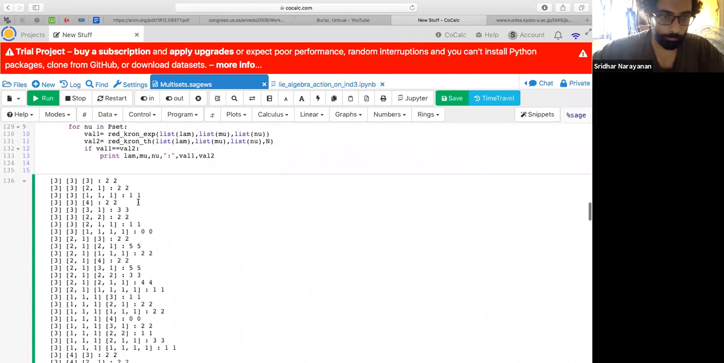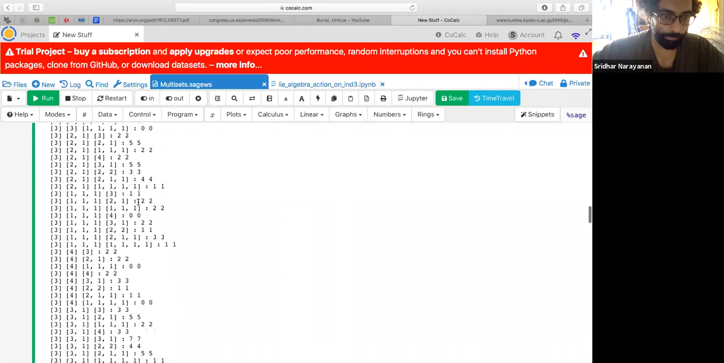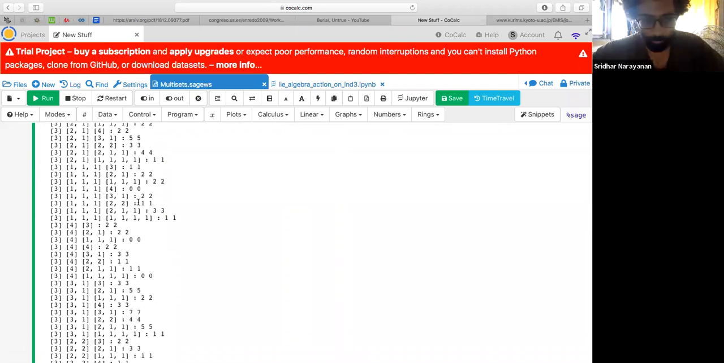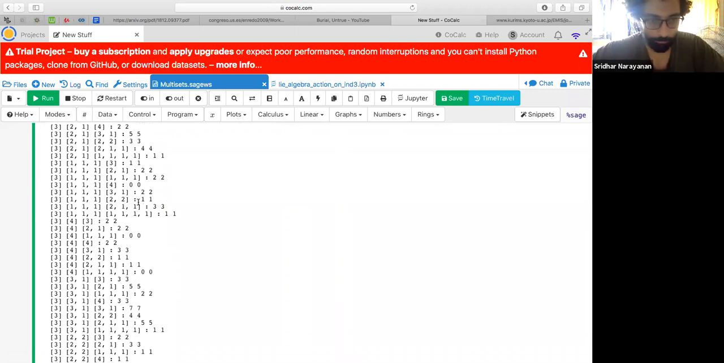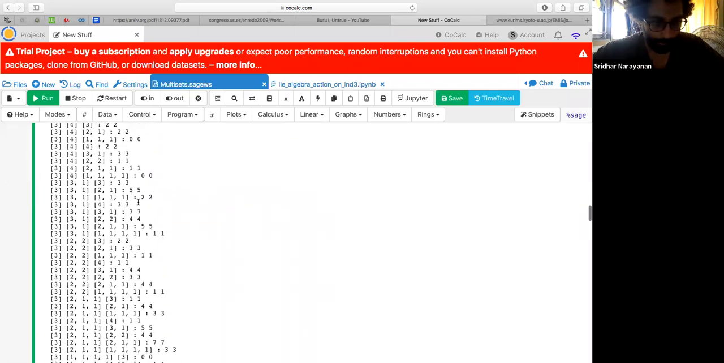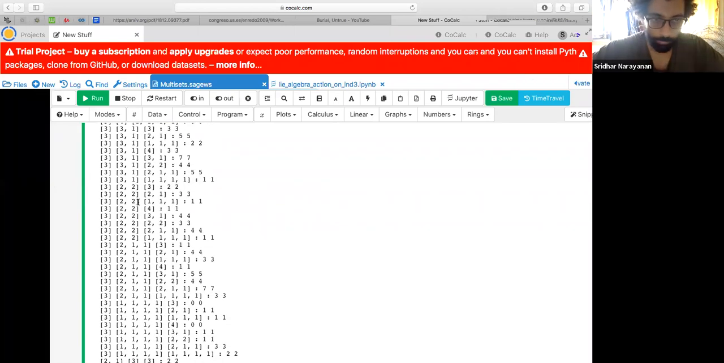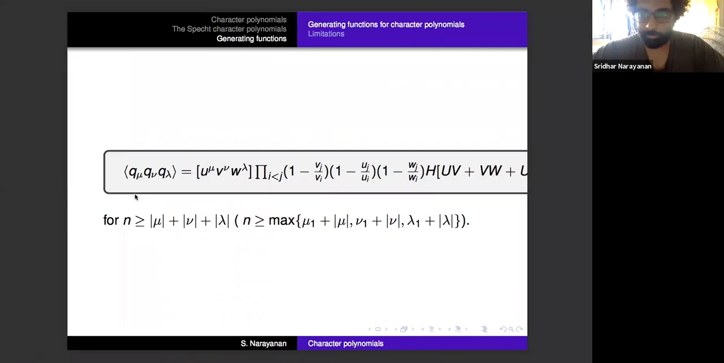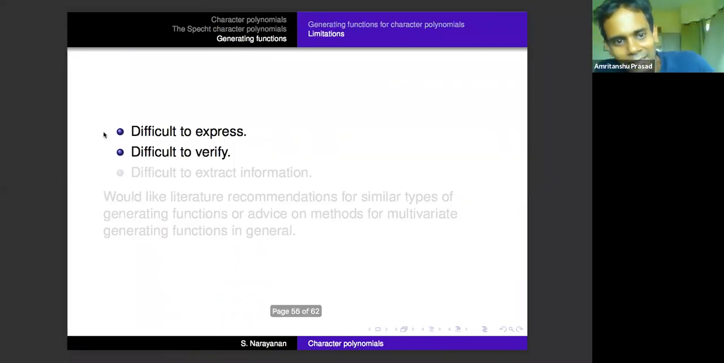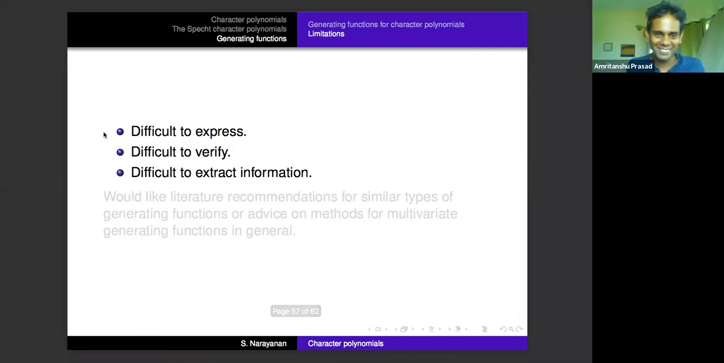So if you take three coefficients, it seems that the expression you obtain through these generating functions matches the actual reduced Kronecker coefficient. To that extent. It had better, right? Yeah.